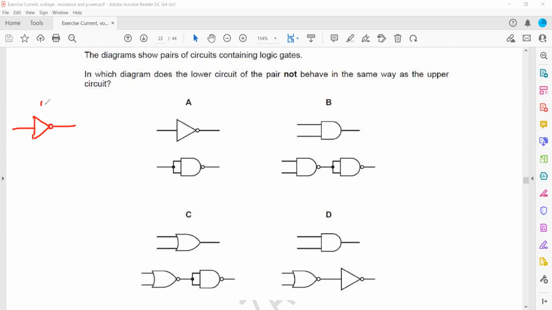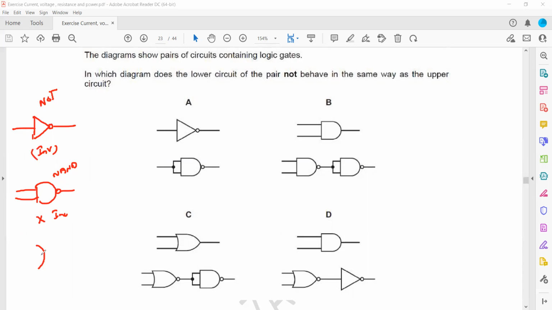If this is there, it is a NOT gate. NOT gate means it is an inverter. It inverts. The result is obtained by inversion. If 0 is there, make 1. If 1 is there, make 0. This is called a NAND gate. And how to get the result of the NAND gate? First multiply and then invert. Multiply the inputs and then invert.